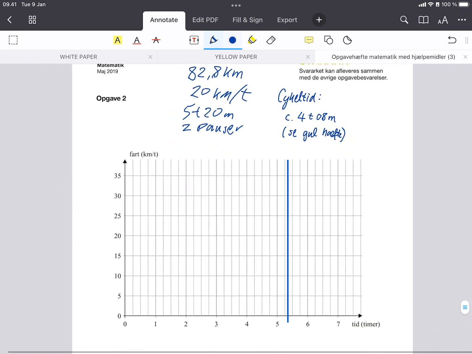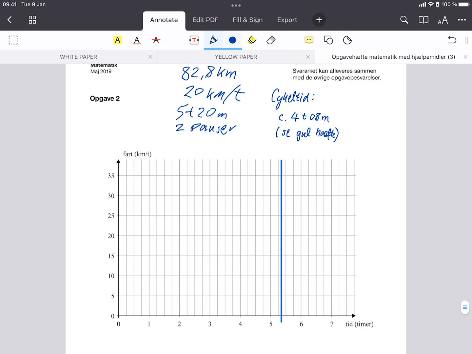Okay, so we want a graph that shows all of that. So you've got to be careful here because you might see the time on there and think of a travel graph and think of something that goes up and up and up, because the more time they spend, the further they travel. But this is not a time against distance graph, it's a time against speed graph. So their speed is pretty consistently 20 kilometers per hour.